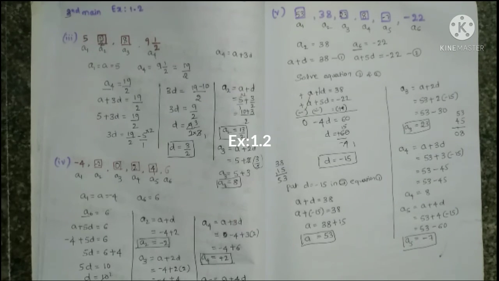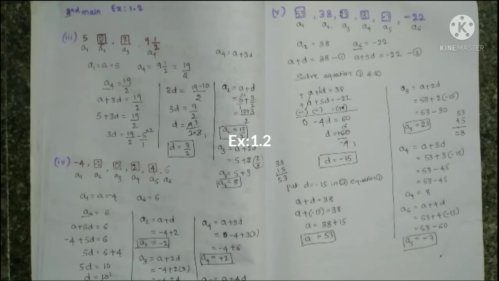In the next video we will see the sums. Next mains are not there. Next they have given the sums, totally 20 sums are there, sums 4 to 20. So in the next video we will solve those.